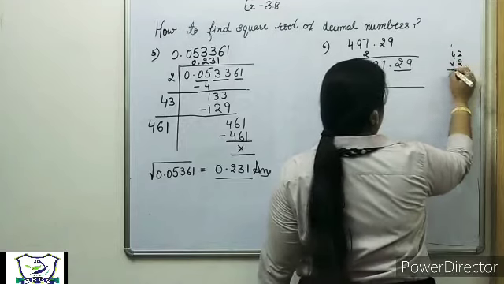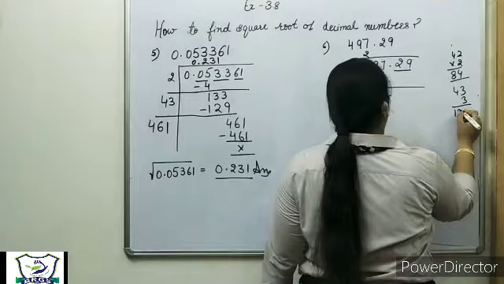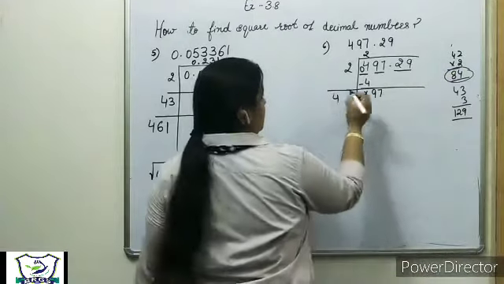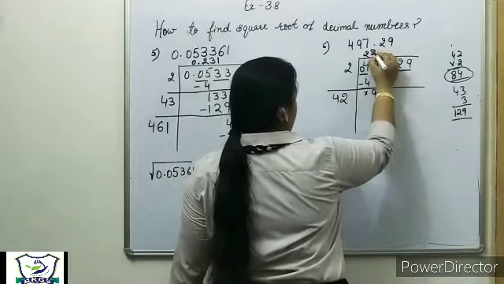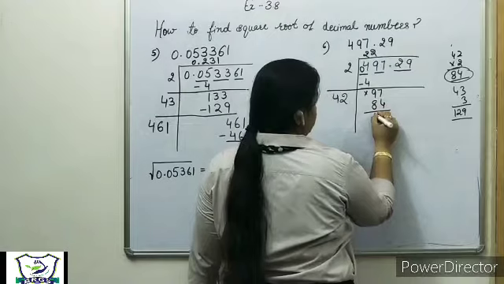42 into 2 it will be 84. 43 into 3 will be 129. So of course we will go for 84. So 42 into 2, 84. It is 7 minus 4, 3, 9 minus 8, 1.